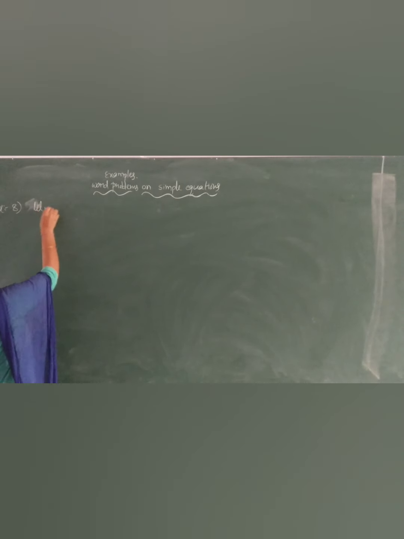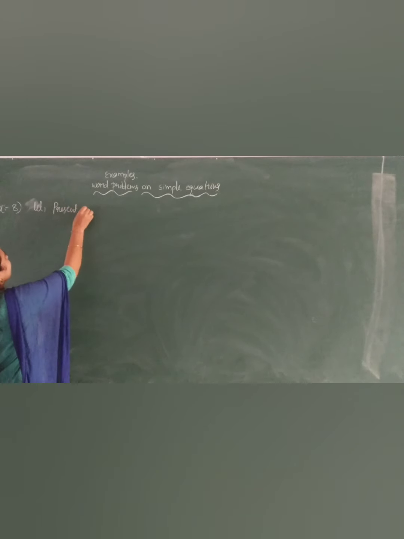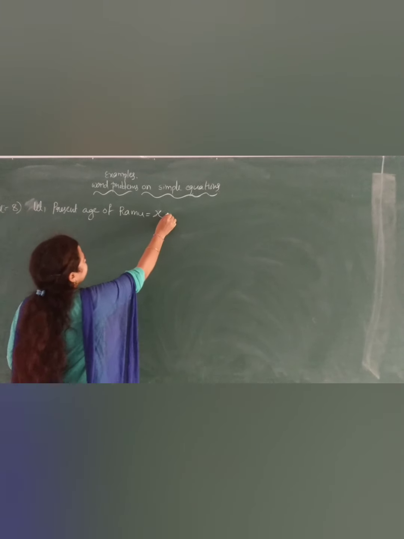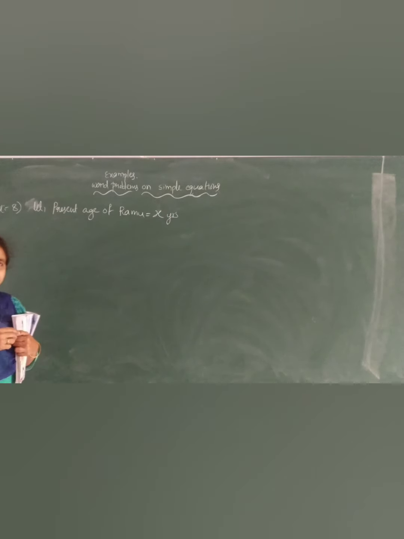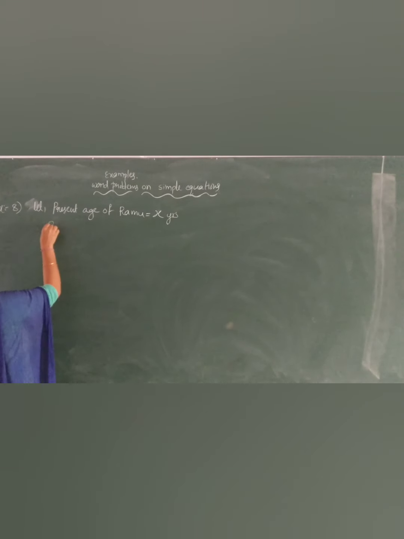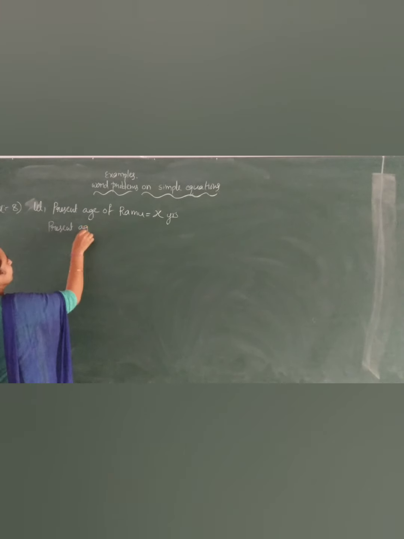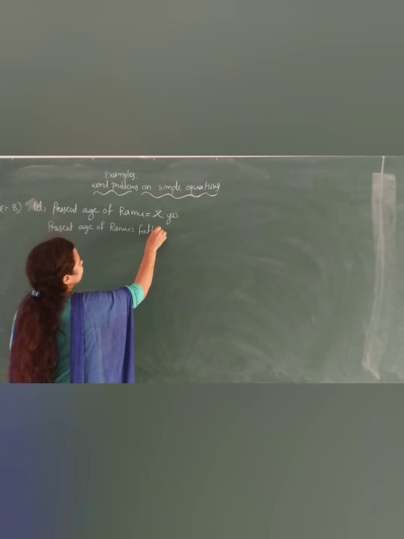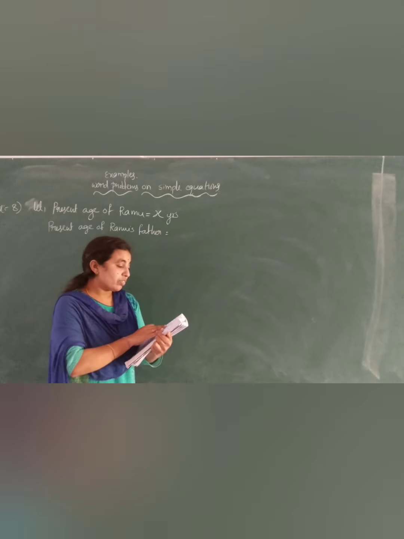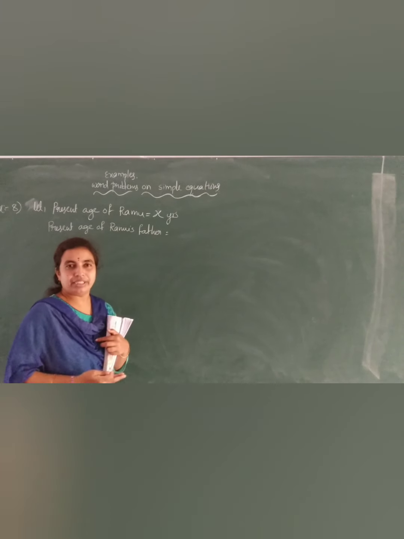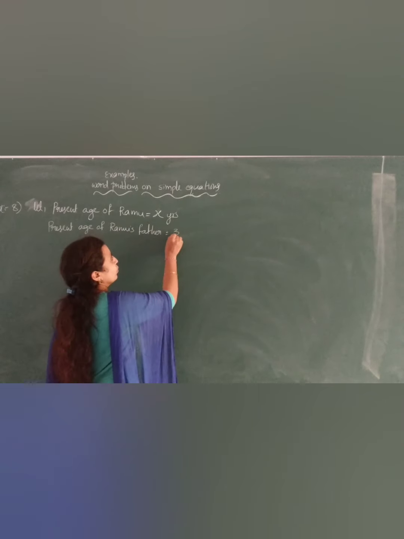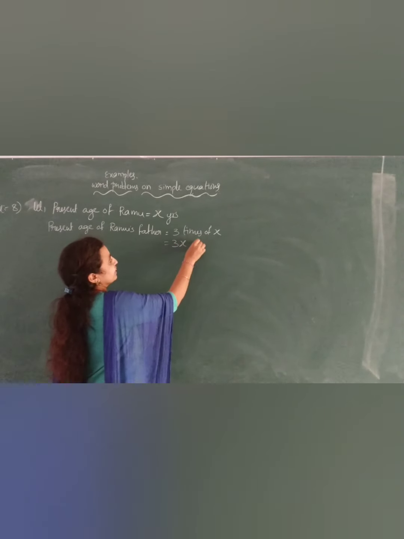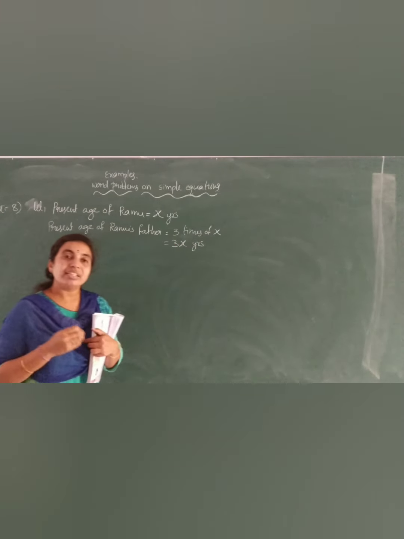Let present age of Ramu is equal to x years. Then, present age of Ramu's father. What is given? Ramu's father is 3 times. 3 times means 3 into. 3 times of x is equal to 3x years. Ramu's father's age is 3x years.